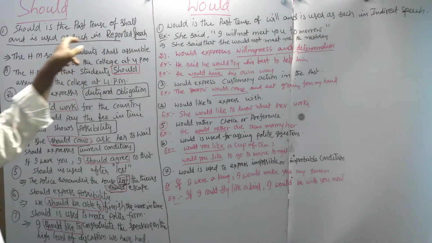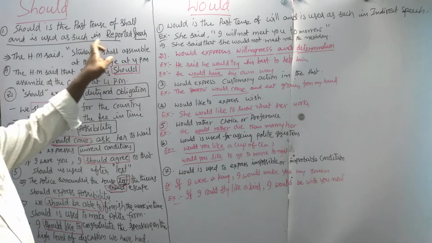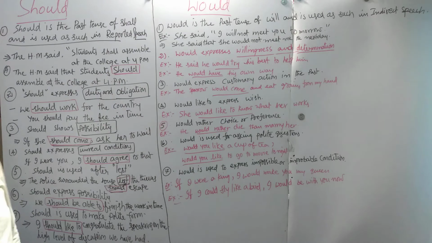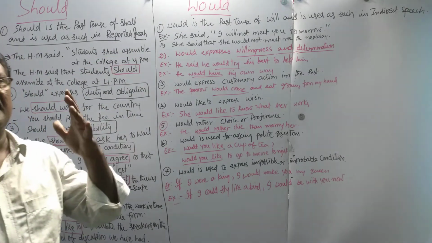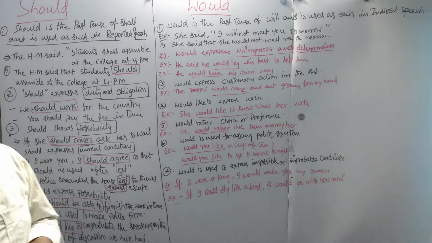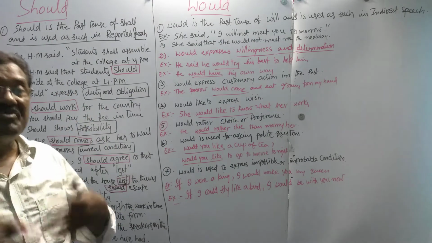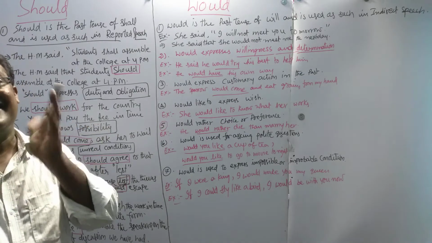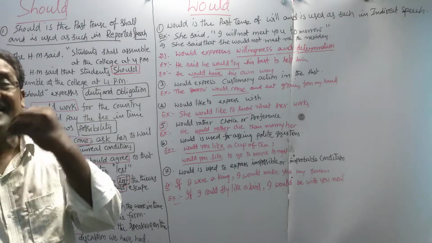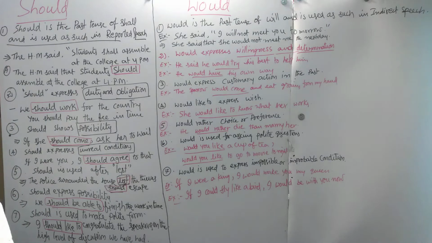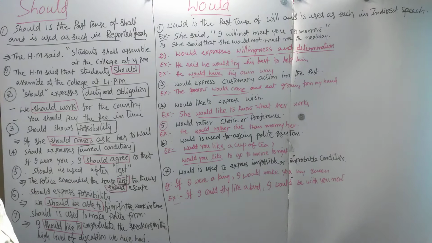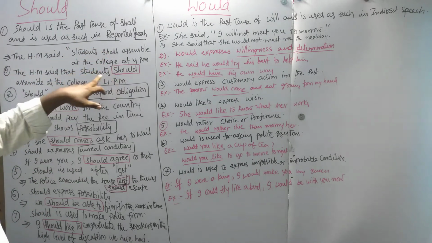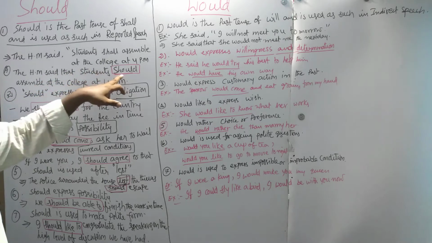Should is the past tense of shall and is used as such in reported speech. Reported speech means indirect speech. That means the words of a person we can say in two ways: direct way and indirect way. Direct way means what the person said through his mouth, that is direct speech, and the meaning of the words of the person is indirect speech. Now in indirect speech, while you are writing, this shall we are going to change into should.